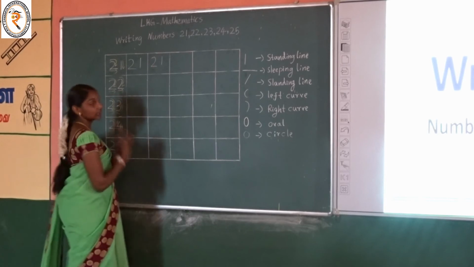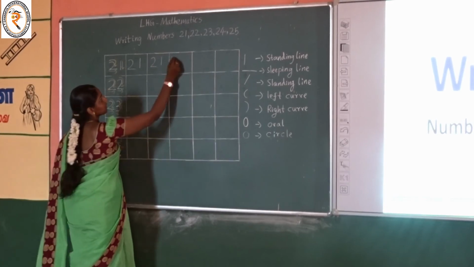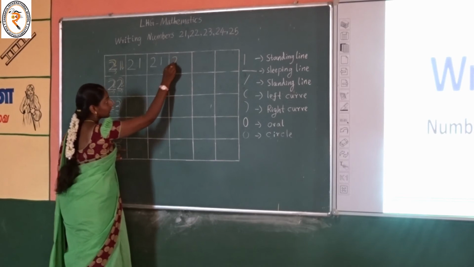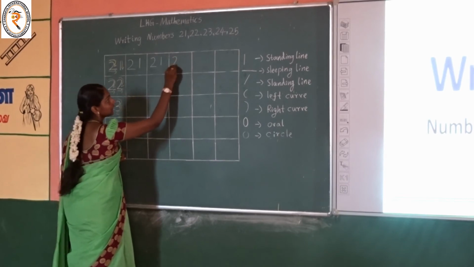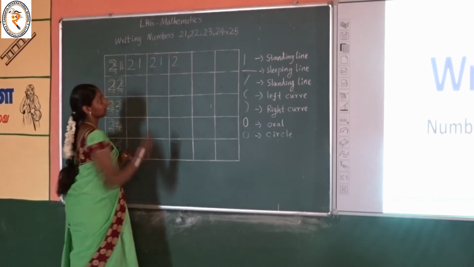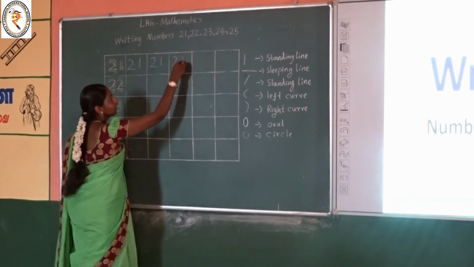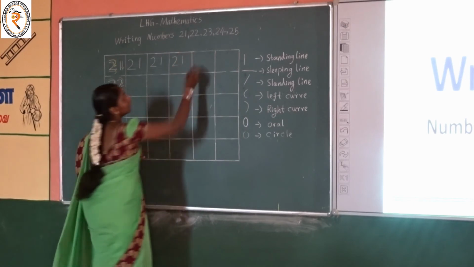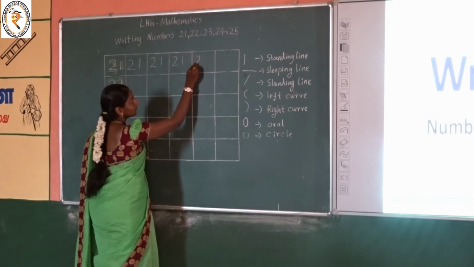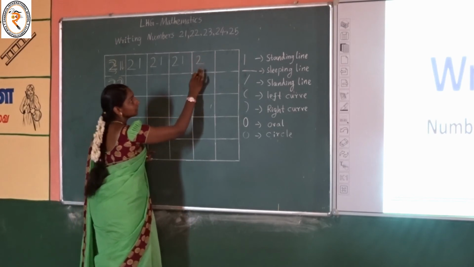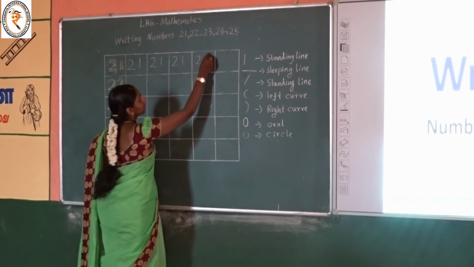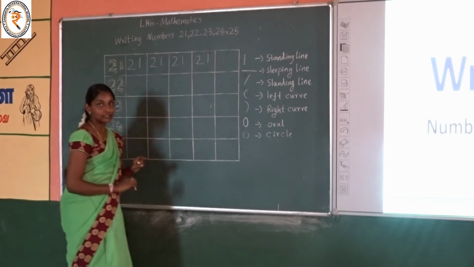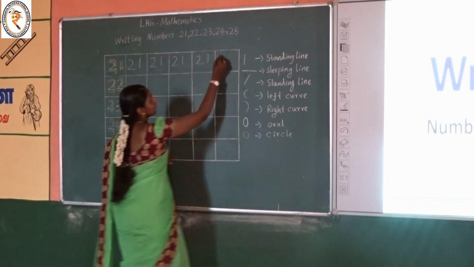That's it, children. Very simple, 3 steps. For 2, put a right curve like this and end up with the sleeping line. For 1, put a standing line. For 2, put a right curve like this, end up with the sleeping line like this. For the number 1, put a standing line. Is it clear, children? Shall we write one more?